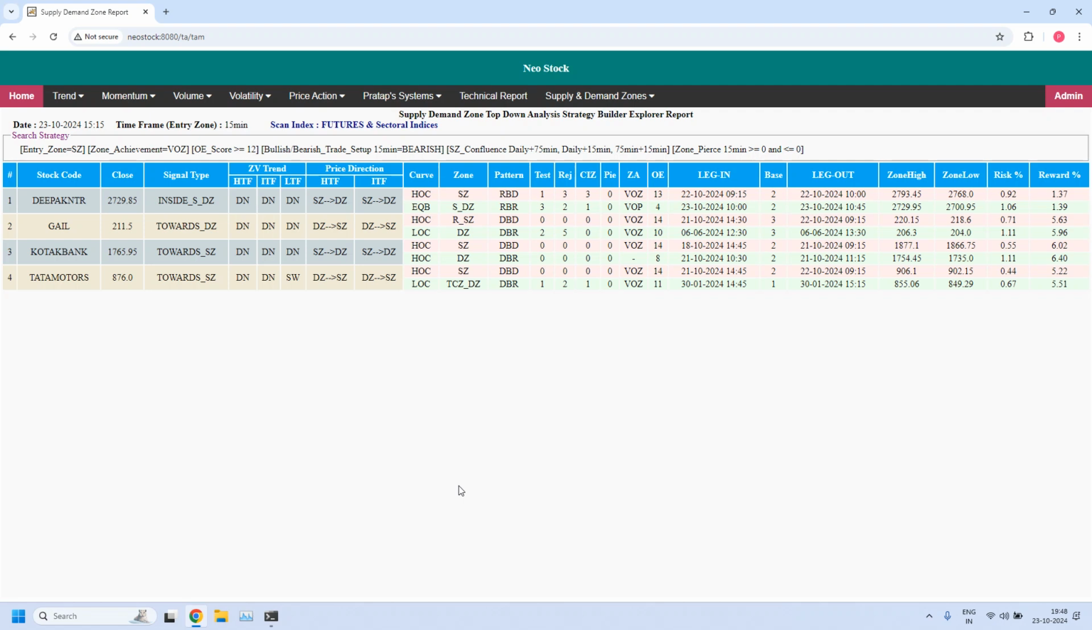That means these are all 15 minute supply zones. These 15 minute supply zones are part of the 75 minute supply zone. Both together are again part of the daily supply zones. And the daily trend is down in all the 4 stocks. So we can also look for daily EMA confluence, because 15 minutes and 75 minutes together are part of the daily zone. If those daily zones are having daily EMA confluence, they are even more high probability setup.